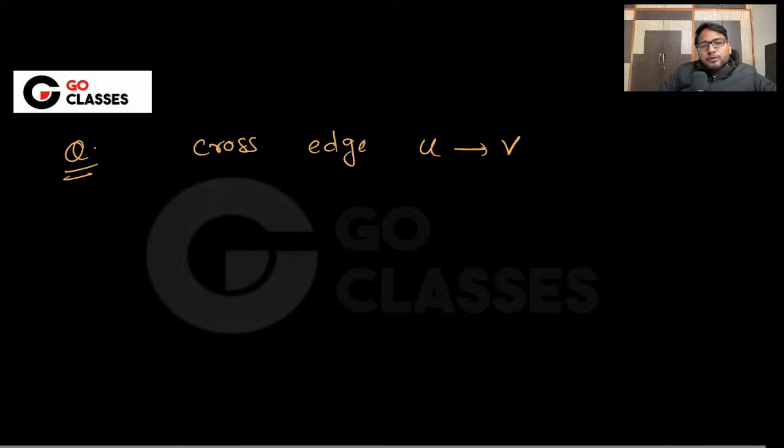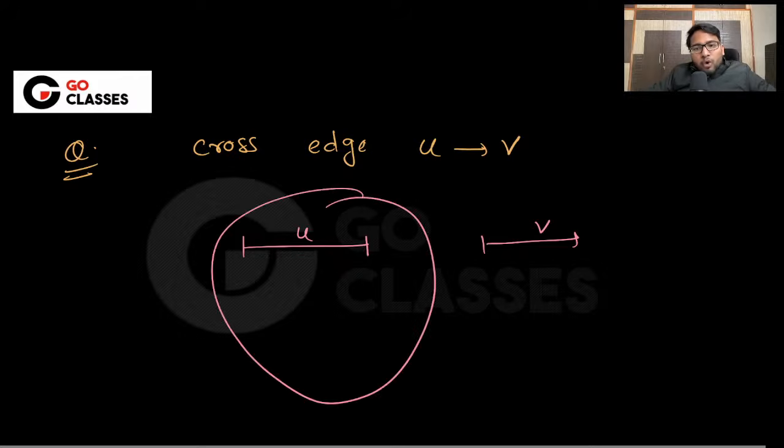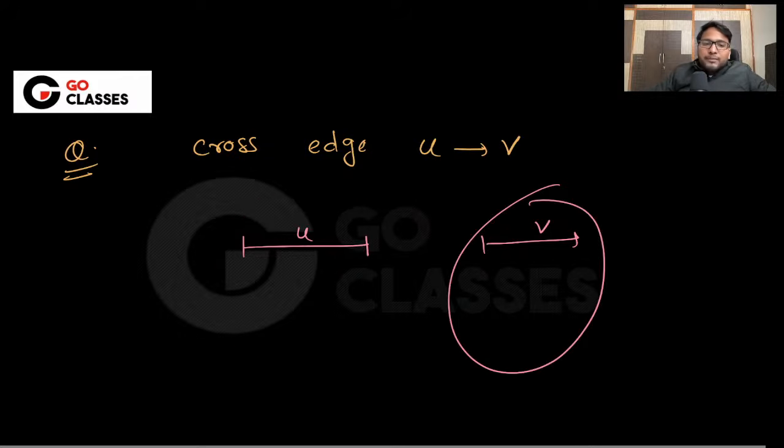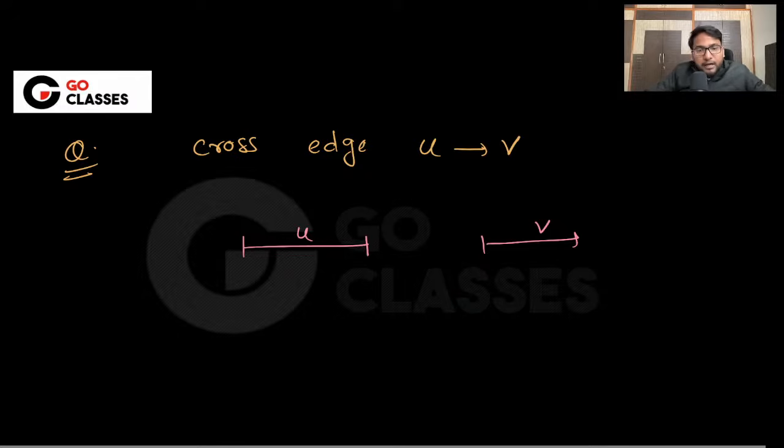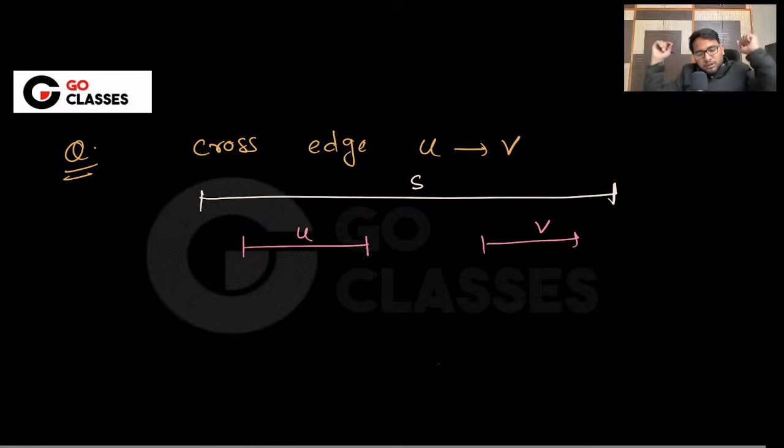Then how will the parenthesis look? You will say, okay, U must be here, V must be here, because there is no ancestor-descendant relationship. So neither U is coming under V nor V is coming under U. Tell me, can S be ruling U and V both? Can S be above U and V both?